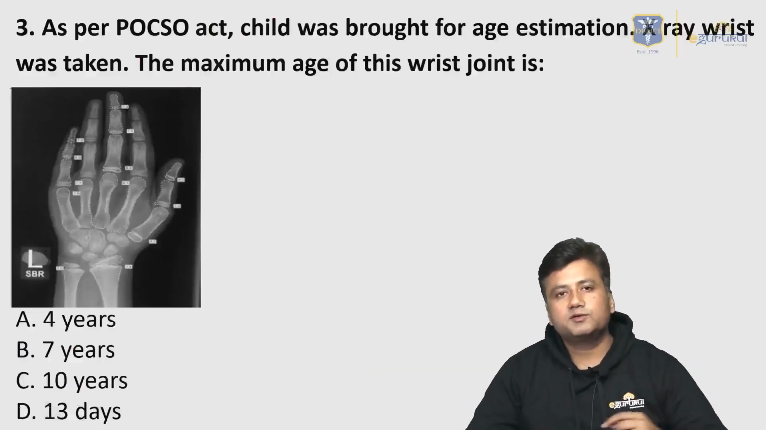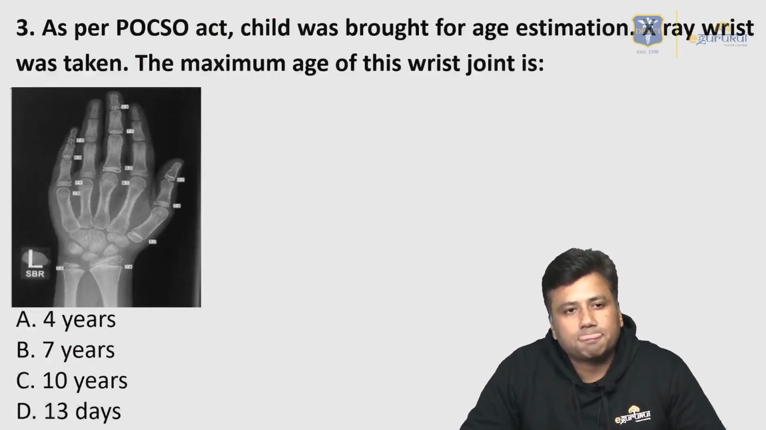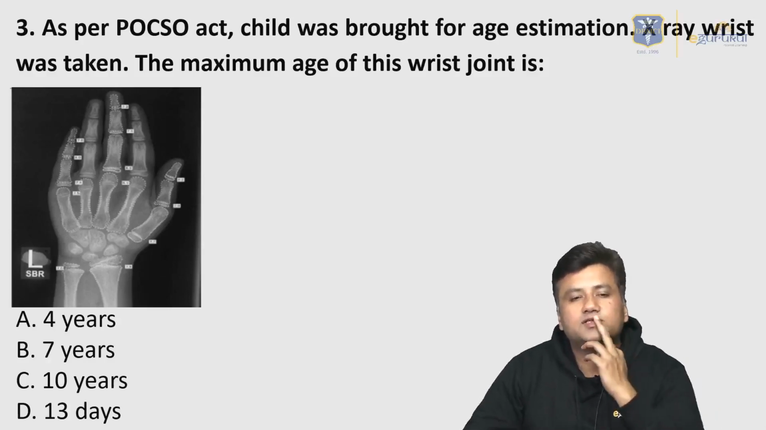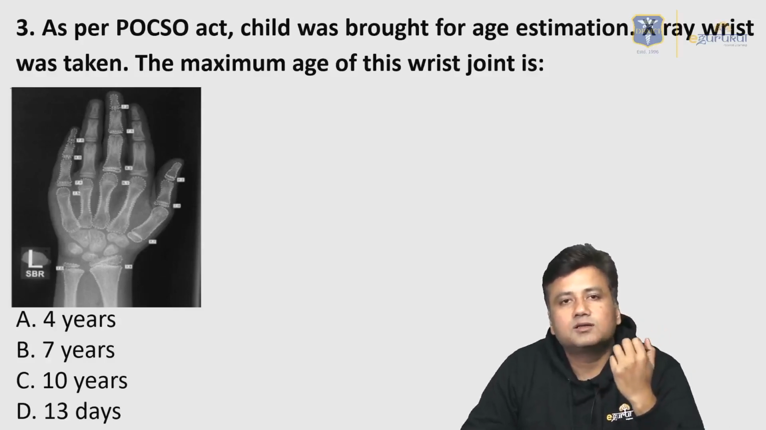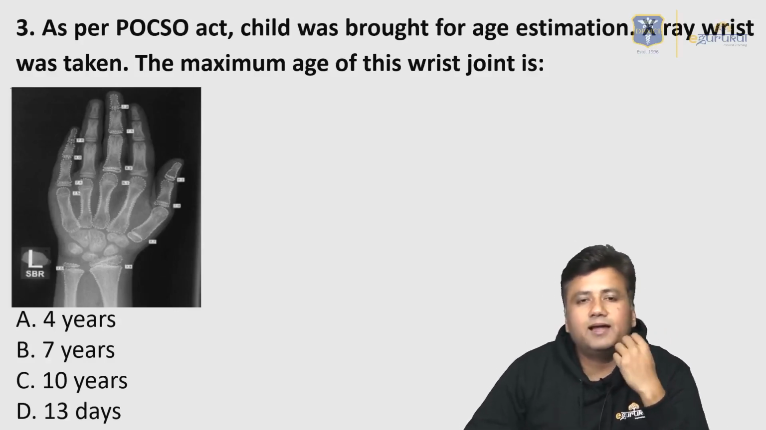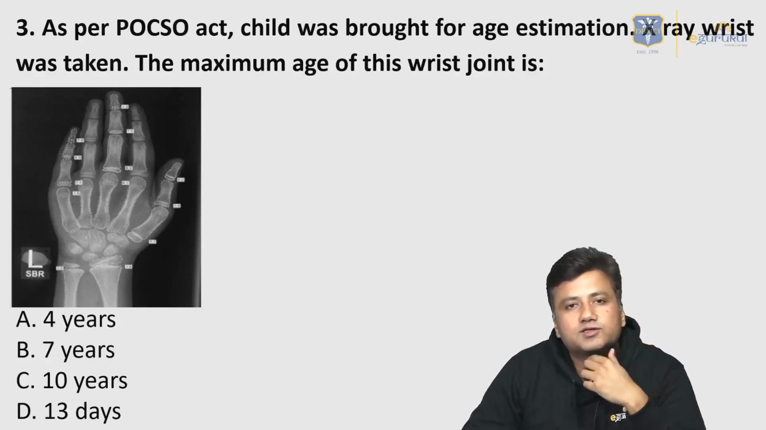Again, it is a picture based question where an X-ray is shown. The question is, as per the POCSO Act, the Prevention of Children from Sexual Offences Act, a child was brought for age examination and an X-ray of the wrist was taken. The maximum age of the child according to the X-ray is: the options are 4 years, 7 years, 10 years or 13 years. An X-ray wrist picture has been shown.